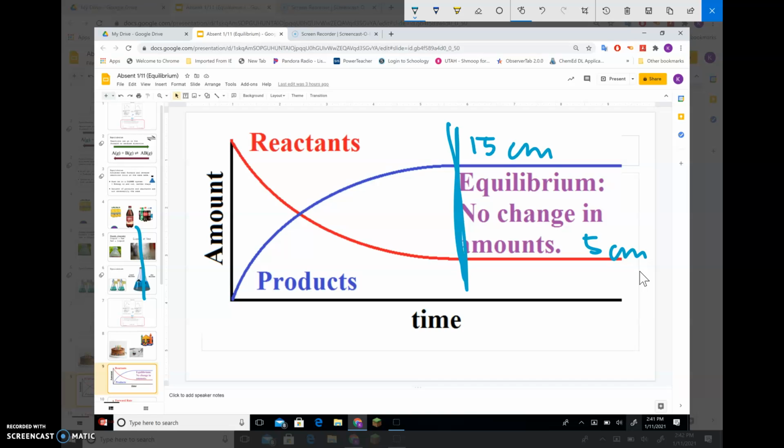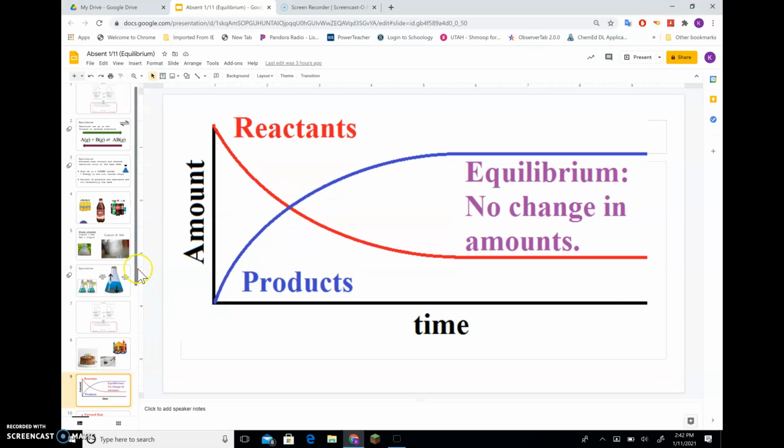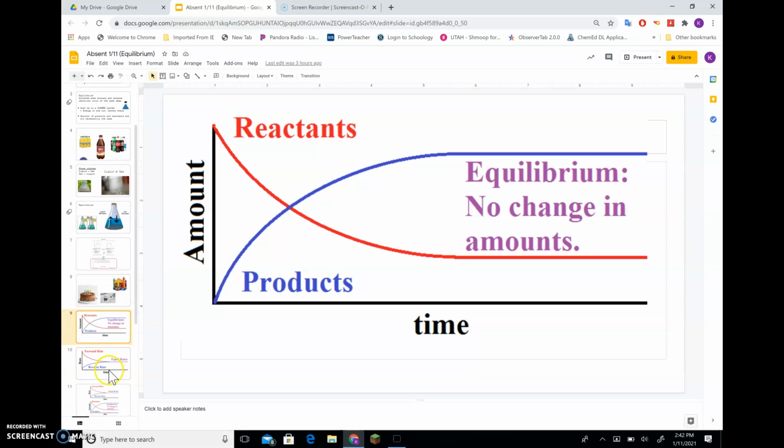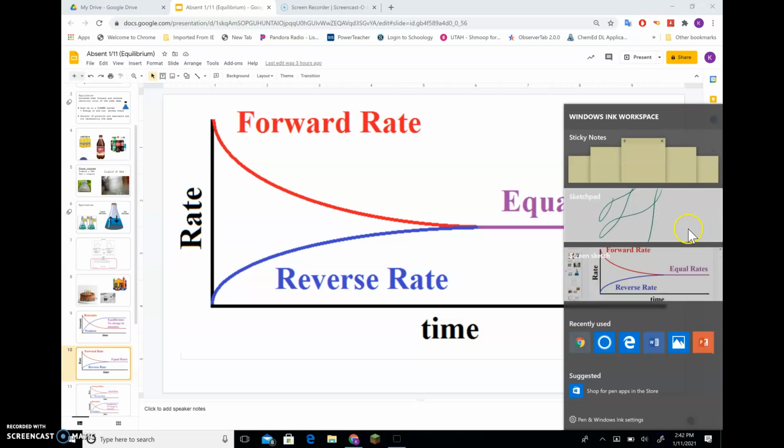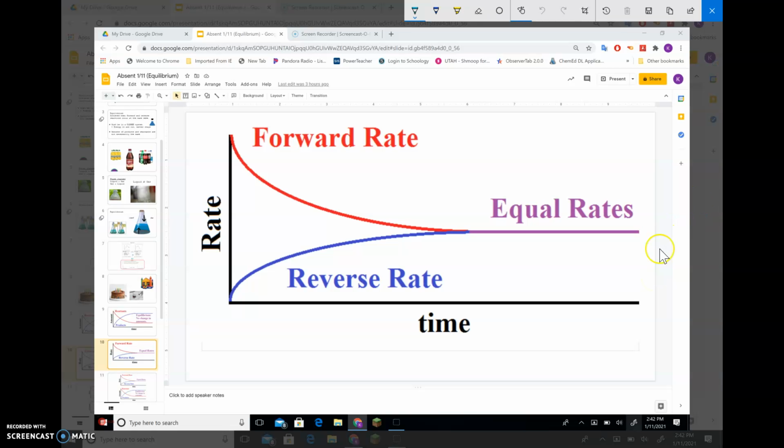Okay. Our next one, I want you to draw this next graph. And I want you to put a line where you think the equilibrium is at. And then let's talk about where that equilibrium is at. So on this one, I know you look at this and you're like, it says equal rates. So right here is where equilibrium is.